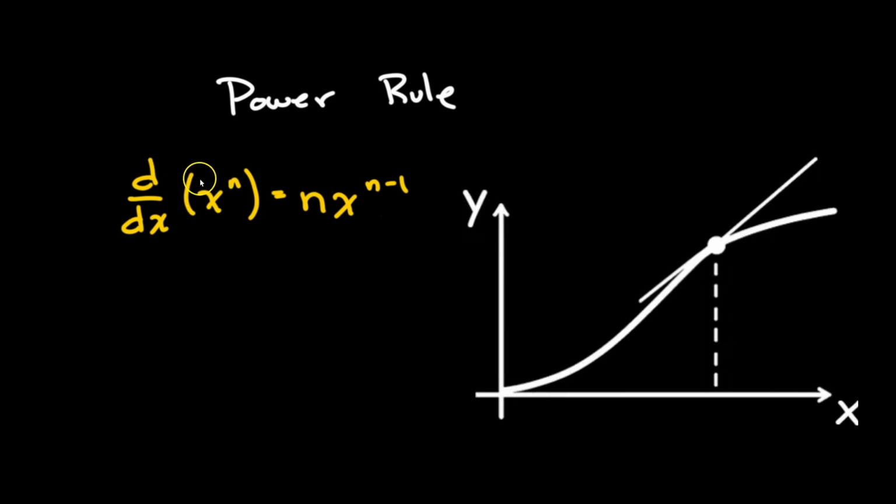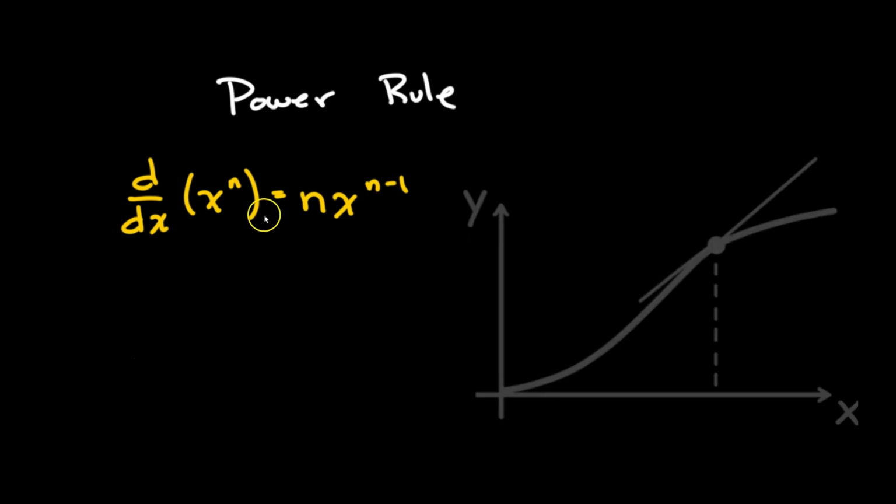So if you have a function, which is a variable to the nth power, to find the derivative of that function, we just take the exponent, move it to the front, and we subtract 1 from the exponent. Let's take a look at some examples.